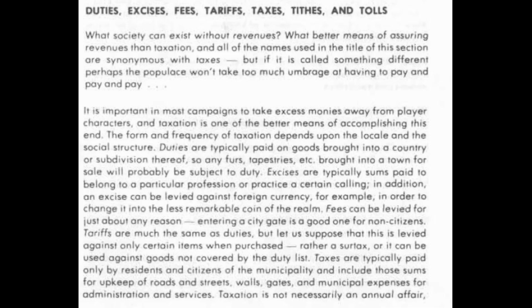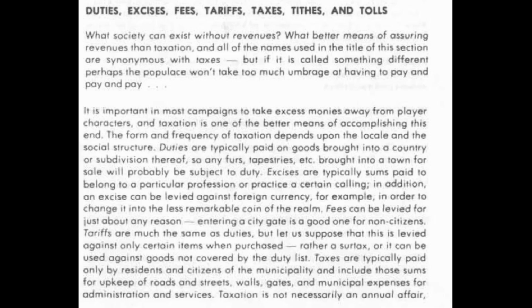But he's writing as himself, not as a character. So it is important in most campaigns to take excess monies away from player characters, and taxation is one of the better means of accomplishing this end.